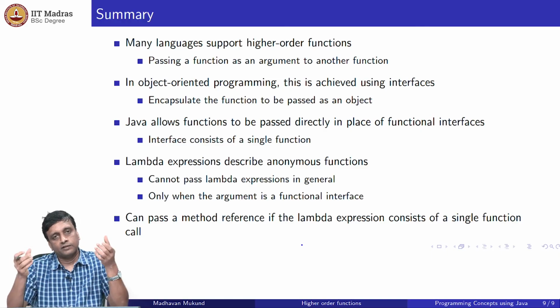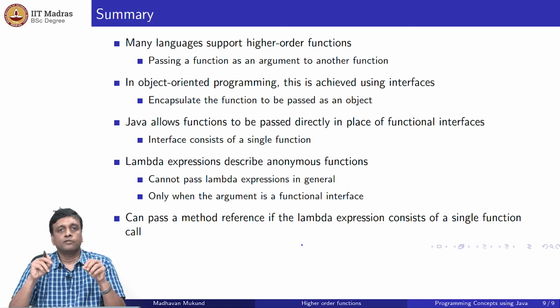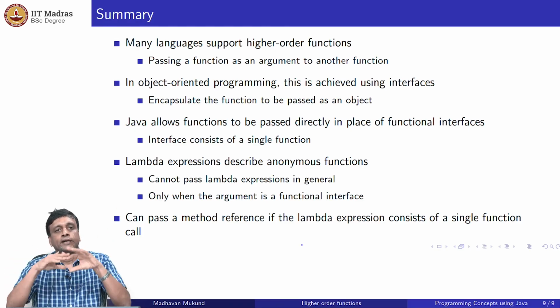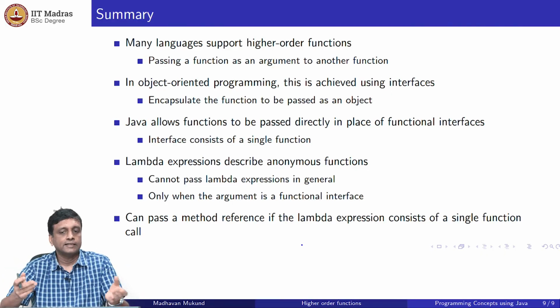And in particular, if the further simplification is that the lambda expression you are passing consists of only evaluating some particular function once and nothing more, then that lambda expression itself can be replaced by a call to the function. So, you do not have to encapsulate a function call inside a function call and pass it, you can just pass the original function, right. So, that is what we saw in terms of method references.